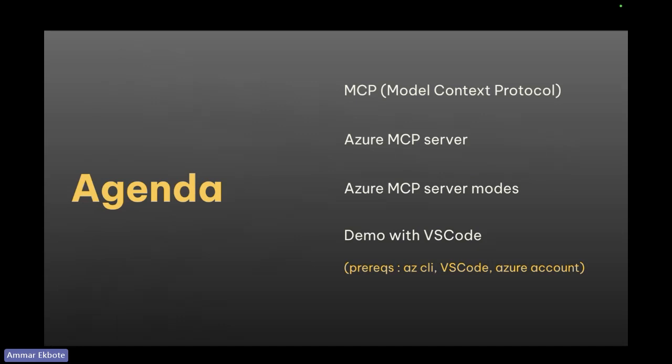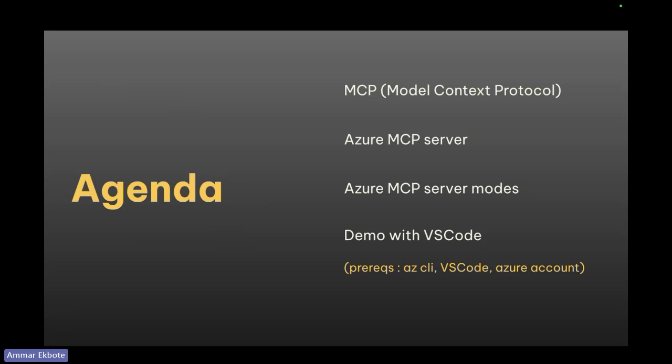So this is the agenda that I would like to go over today. Initially, we'd like to see what MCP is, Model Context Protocol. We'll go into the details of MCP, what the different modes are, and what the different components involved are. Post that, we'll see what Azure offers for the Azure environment as an MCP server. Then we'll dig into what the different server modes are for the Azure MCP server. And in the end, we will see a demo using an Azure MCP server, querying the Azure account with VS Code. I would highly encourage you to follow along if possible.